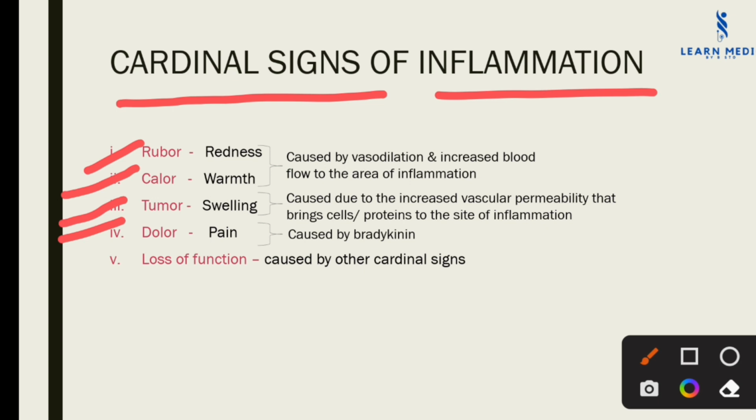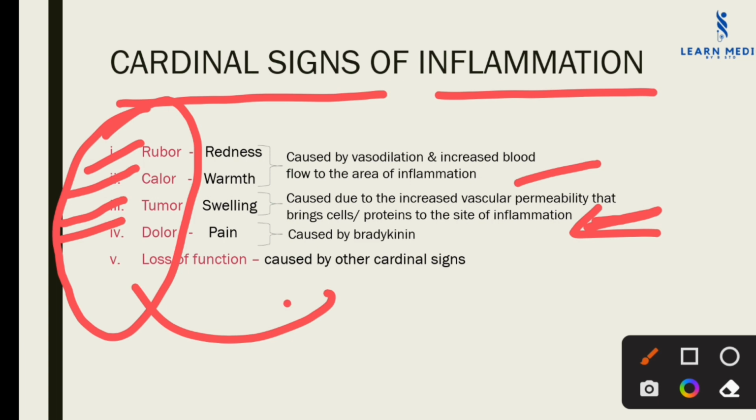The rubor and calor, that is redness and temperature, are caused due to the vasodilation and increased blood flow to the area of inflammation, and swelling happens due to the increased vascular permeability that brings proteins and various components to the site of inflammation, and dolor is caused by the bradykinin. And loss of function, as I mentioned, is caused due to all these cardinal signs leading to loss of function of a cell. That is the five cardinal signs of inflammation.